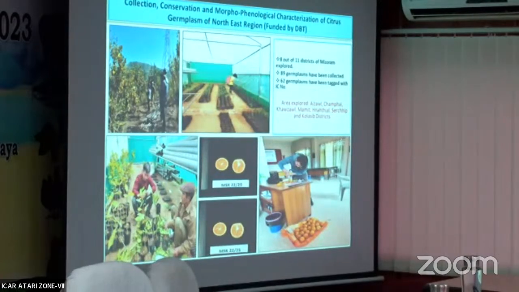In our KVK, we are undertaking collection, conservation, and morphophysiological characterization of citrus. The project is funded by DBT, and of 11 districts, we have already explored 8 districts in our state. 82 germplasm have been collected so far, and 62 germplasm have been given IC numbers.